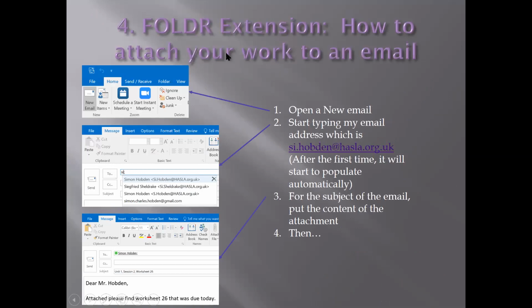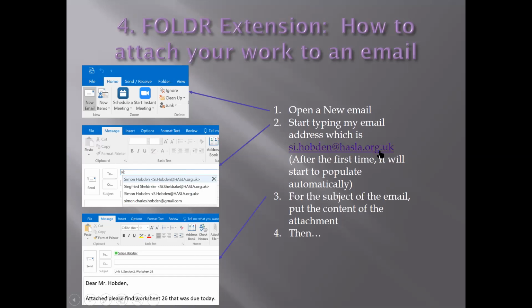Now, if I ask for you to send me work, like I'm asking you to send me your finished project on Friday of next week, I would like it attached to an email to me, okay? In order to do this, you open a new email, so you click on new email, you then start typing my name, and if you've already emailed me once, my name will automatically pop up. It'll be very, very easy after the first time.